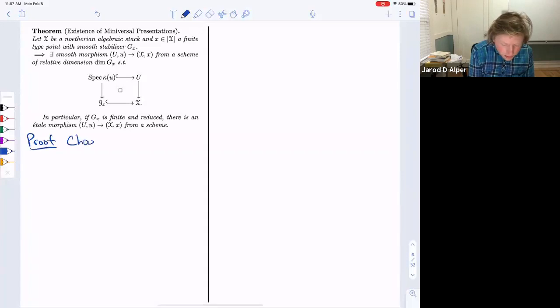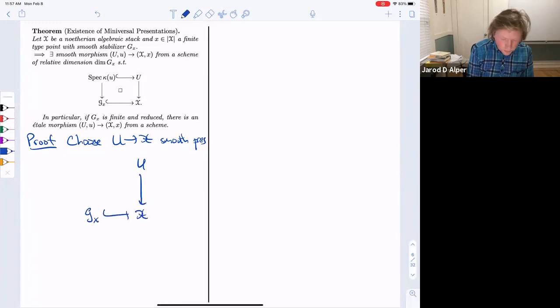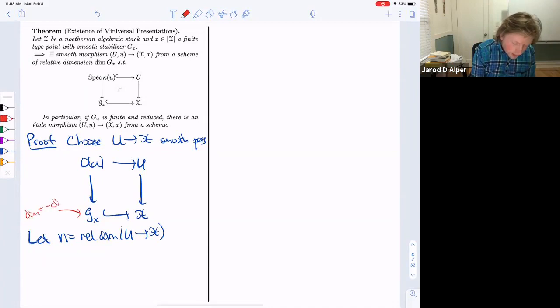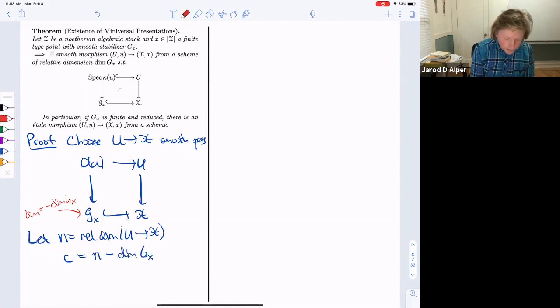So we begin by choosing an arbitrary presentation. And then we form the fiber product. And let N be the relative dimension of this map, U to X. And note that this residual gerbe has dimension equal to the negative of the dimension of the stabilizer. And so that means that if I take N minus the dimension of the stabilizer, that gives me the dimension of the orbit.